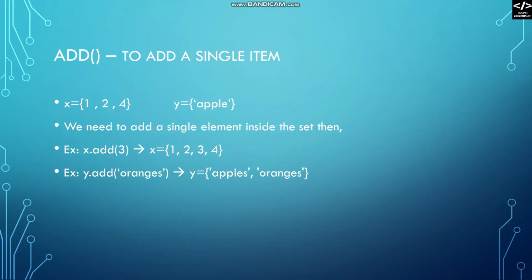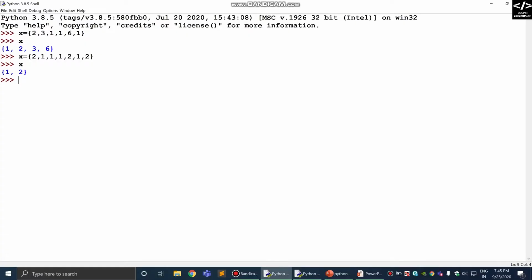Moving on to add method. To add a single item inside a set, we use add method. Only a single item can be added at a time. So we need to add a single item inside the set. Then x dot add and inside the bracket the value. Let's take two examples, one of integer and another of string.